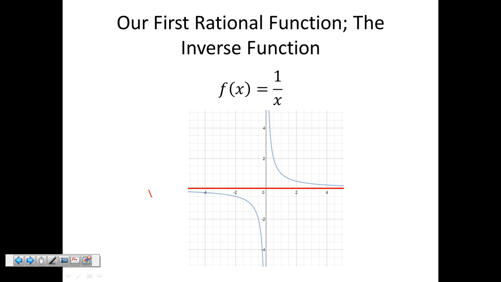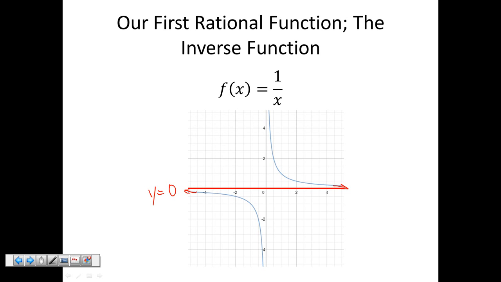Now, all horizontal asymptotes are y equals a number. Sometimes that number is 0. Now, what this horizontal asymptote means is that this graph going off to the right and off to the left gets forever closer to that line, but it never reaches it, never touches it, never goes through it.